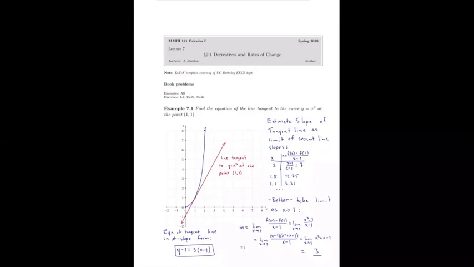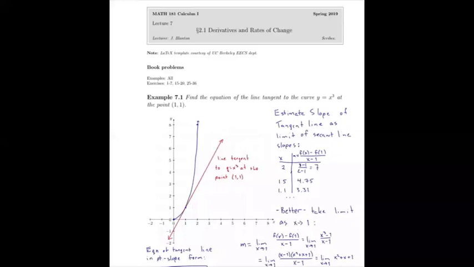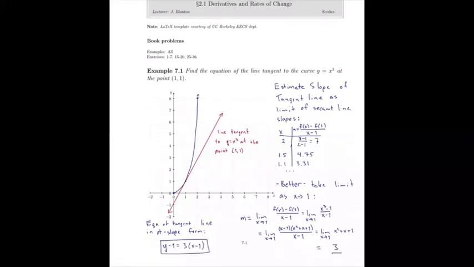To get started, the first example asks us to find the equation of the line tangent to the curve y equals x cubed at the point (1, 1). We don't quite have a formal definition of a tangent line yet, but in examples we've done in the past, particularly the dropping a ball off the stratosphere tower examples, we were finding the slope of secant lines and trying to approximate the slope of a line tangent to a curve like this.